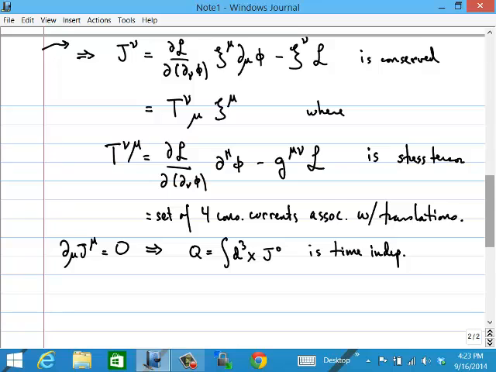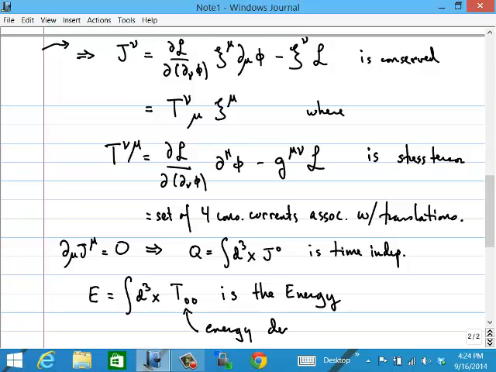So it's instructive to work this out in the present case. For example, the energy of the theory is the integral d3x of the conserved current associated with time translation. So that's T00. That's the total energy, telling us that we can identify T00 with the energy density of the theory.